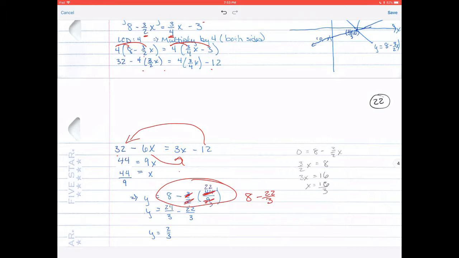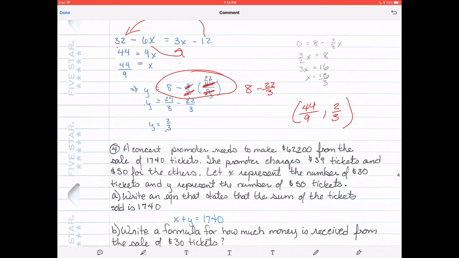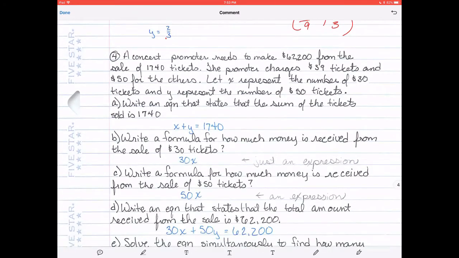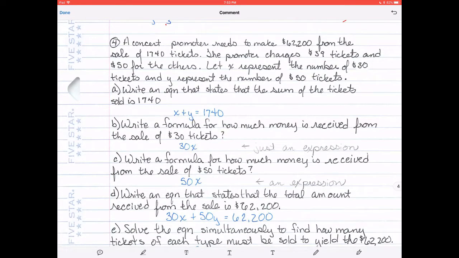And so y equals 2/3. So now I have the point 44/9 and 2/3. And that is my intersection point as a fraction. All right, now let's talk about the word problem, because that's where we're worried about.